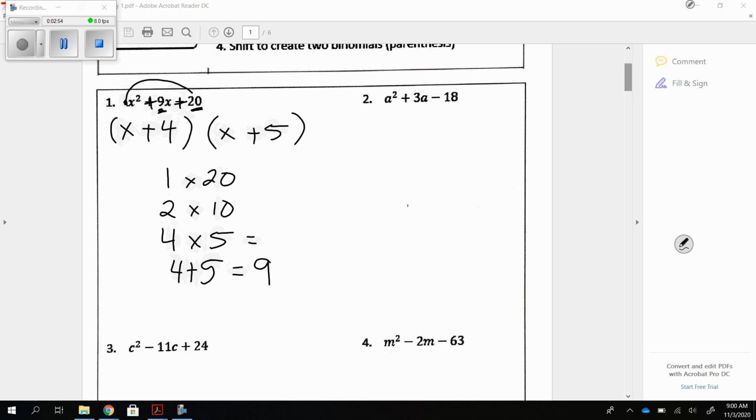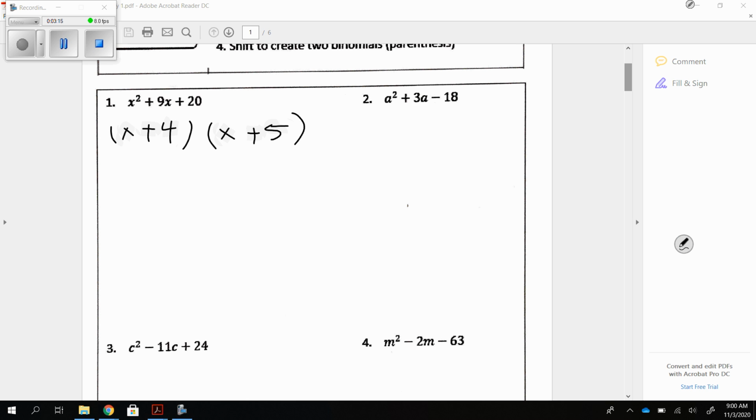There are many ways of doing this, but basically you just need to know multiplication. What two numbers can add up to 9 and multiply together to get you 20. So that's how we got 4 plus 5 is 9, and 4 times 5 is 20. All right, so we move on.